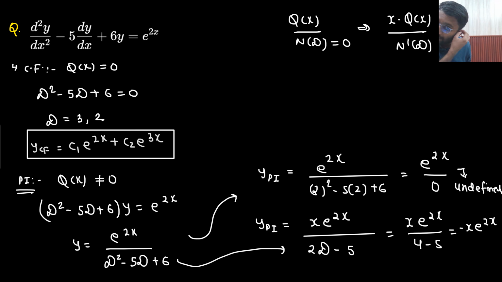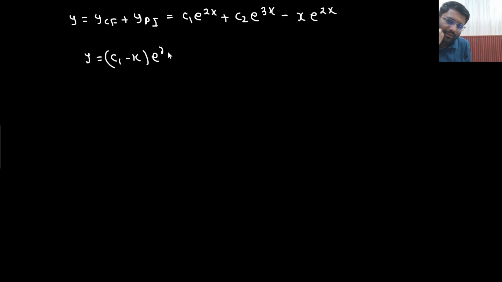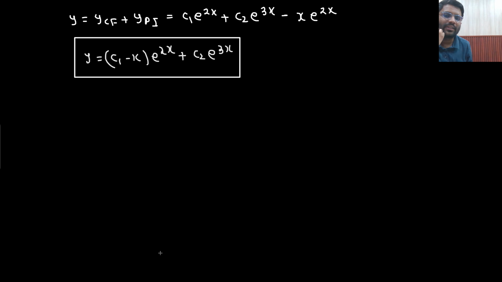So, that is coming out to be C1 e to the power 2x plus C2 e to the power 3x minus x e to the power 2x. So, that's the answer that you are getting. Now, you can see that e to the power 2x I can take common. So, the answer will be (C1 minus x) e to the power 2x plus C2 e to the power 3x. That will be the final answer. So, did you understand what you need to do?